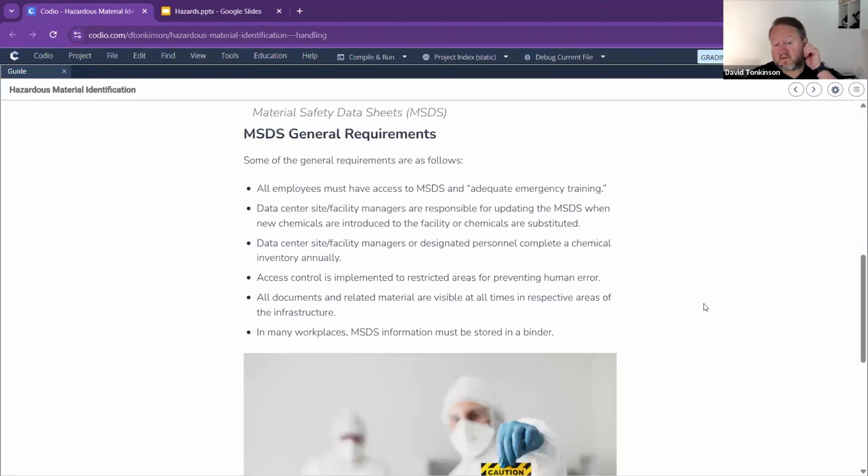All documents and related materials must be visible at all times in respect of the area for the infrastructure. It used to be, and probably still is, handed out in a binder. Normally in rooms, there are binders that deal with things. If you walk into a UPS room, there will normally be a binder on the wall with that MSDS specifically for the hazards that you're likely to see in that particular room.